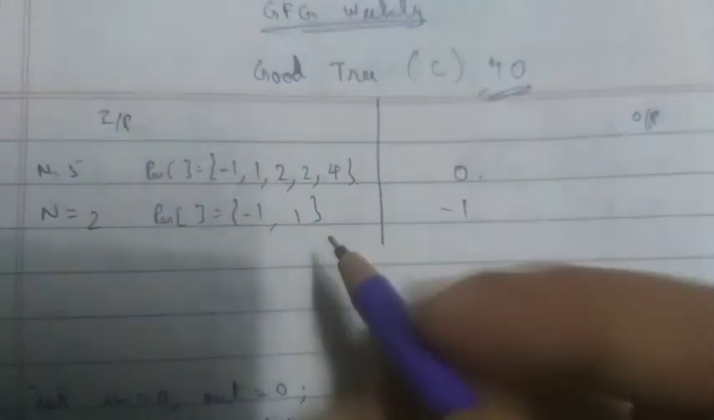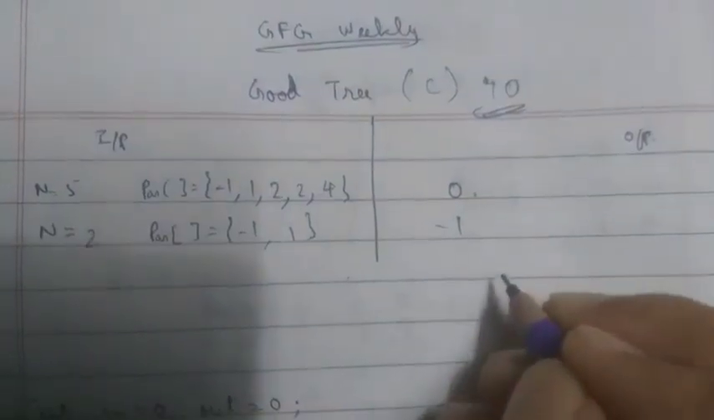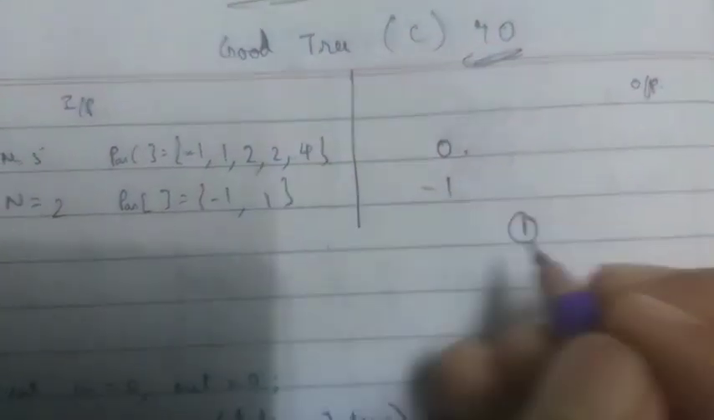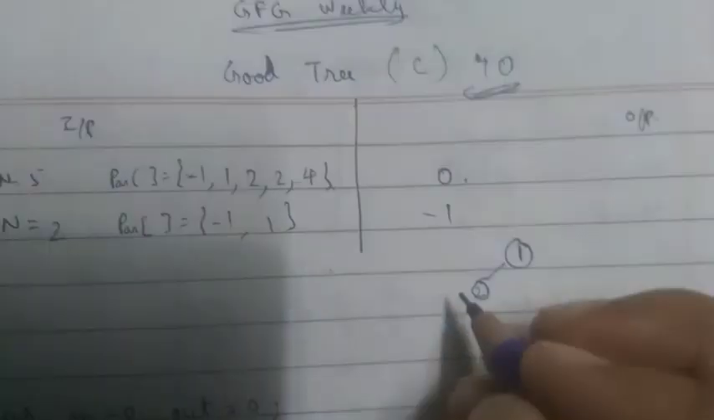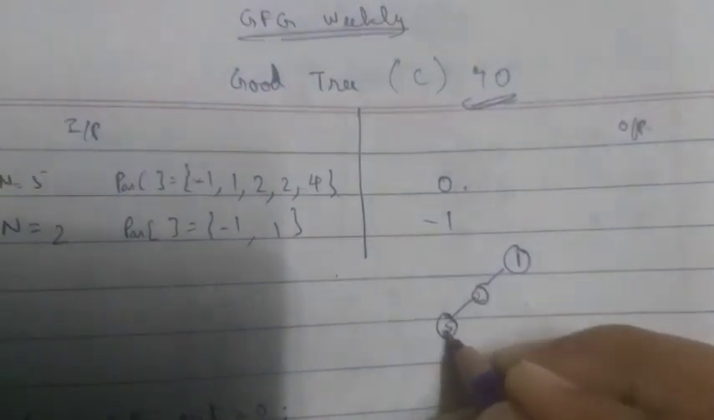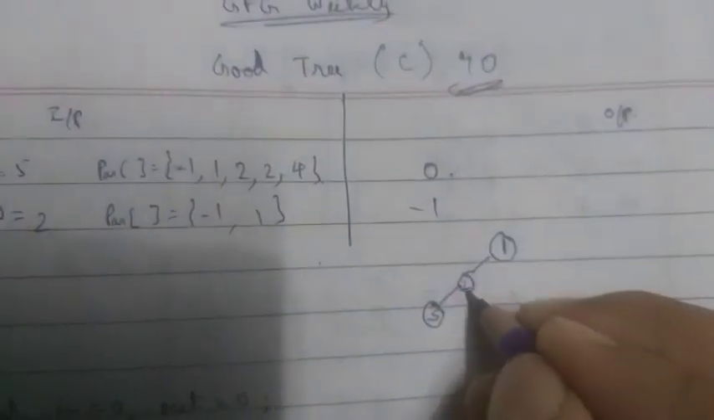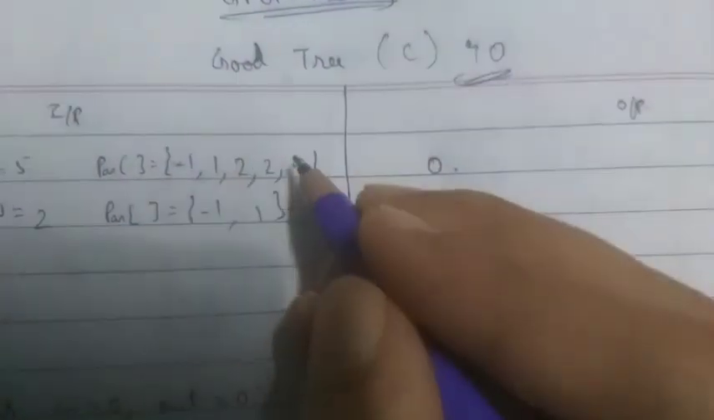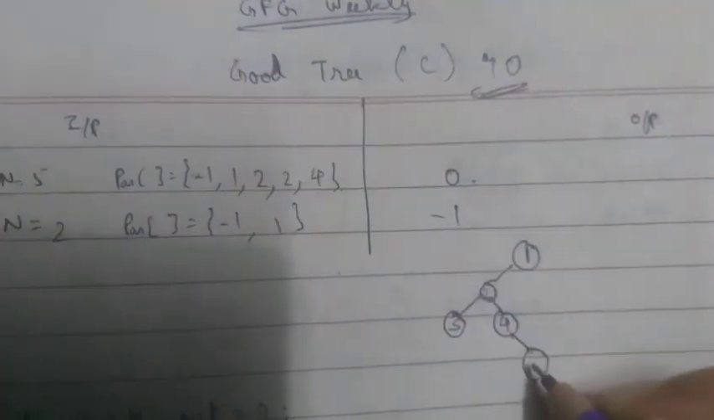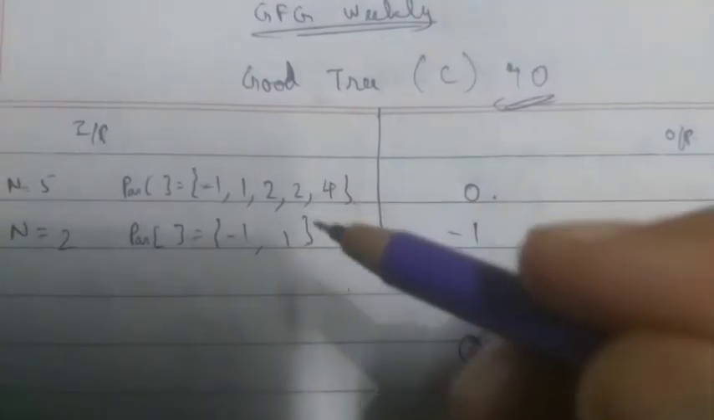Let's convert this into the tree. As the array form states, this is 1, then the parent of 2 is 1, so this is 2, and the parent of 3 is 2, this is 3, the parent of 4 is 2, this is 4, and the parent of 5 is 4. So you have to find the number of operations that you have to perform so that this becomes a good tree.